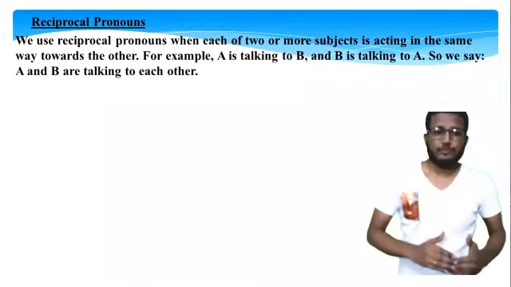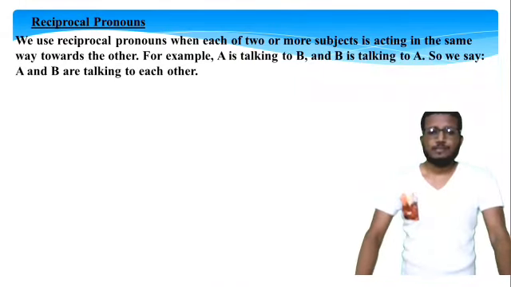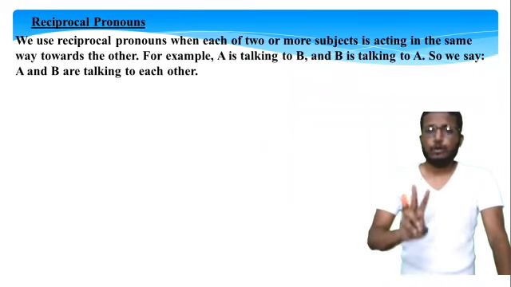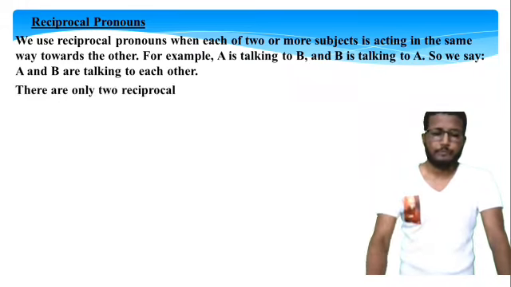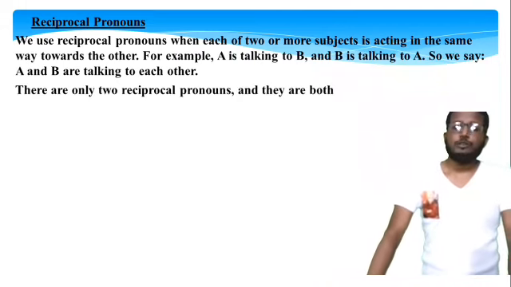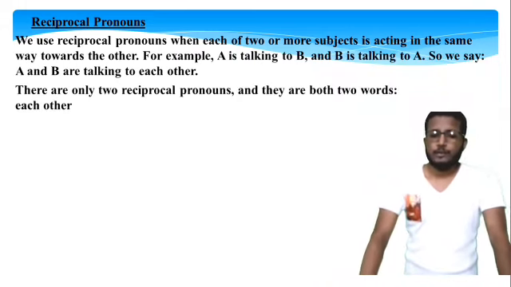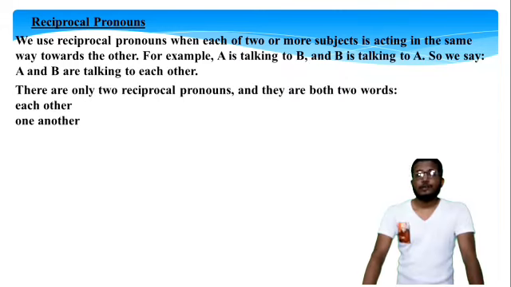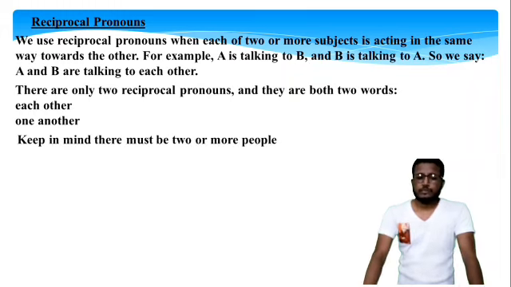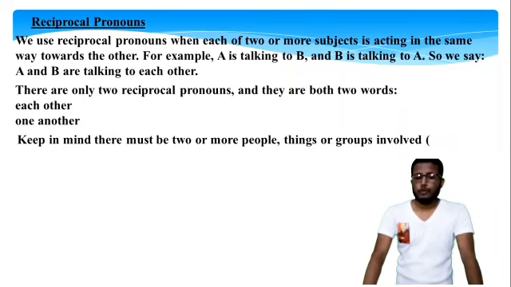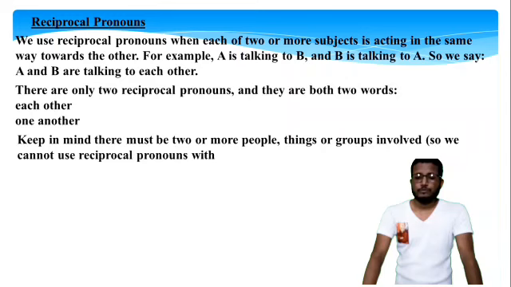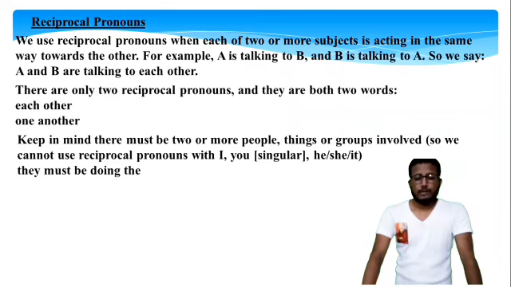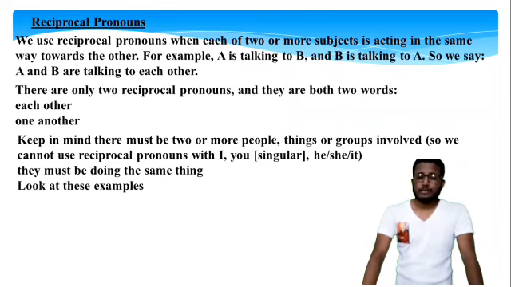So this each other, these are called reciprocal. This is used particularly for 2 persons or 2 things. There are only 2 reciprocal pronouns and they are both 2 words, each other and one another. So only these 2 pairs of words are called reciprocal pronouns. Keep in mind, there must be 2 or more people, things or groups involved. So we cannot use reciprocal pronouns with I, you, he, she, it. They must be doing the same thing.